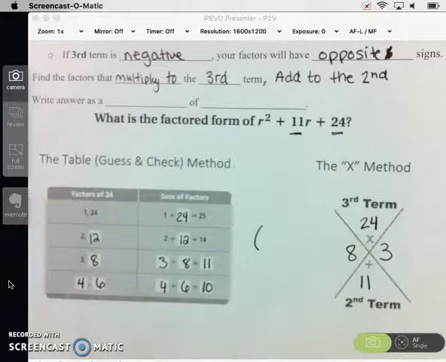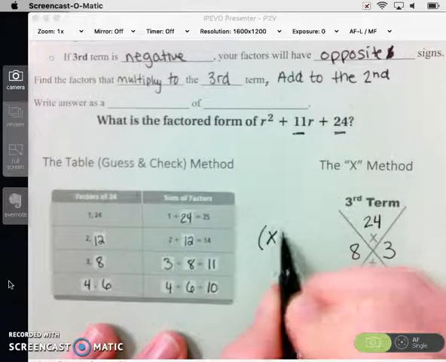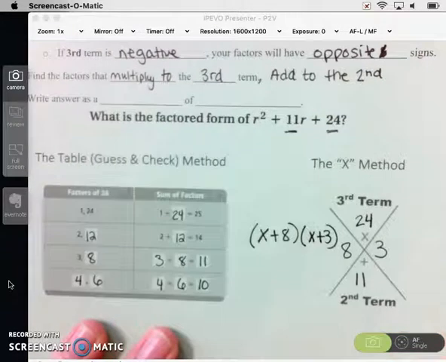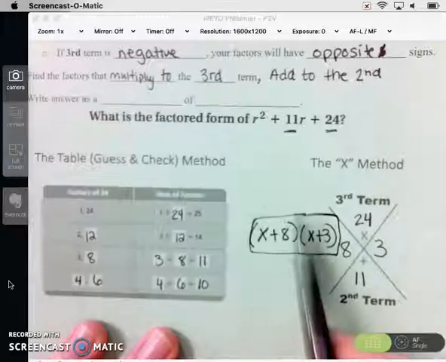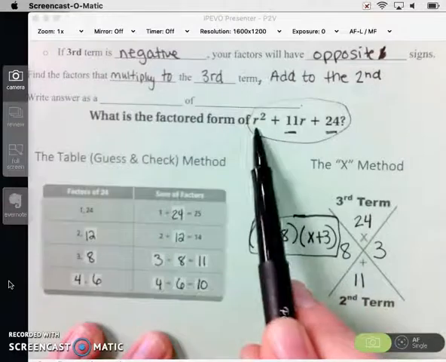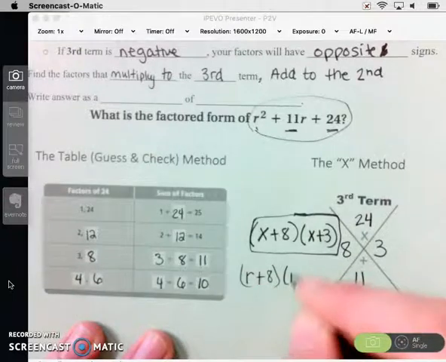Oh, yes. But a lot of the times it will. So I'm going to do x plus 8 multiplied by x plus 3. This is my goal, to get two binomials that, when multiplied by each other, will get me this. And I should have written the r, not x. So it should be r plus 8 multiplied by r plus 3.